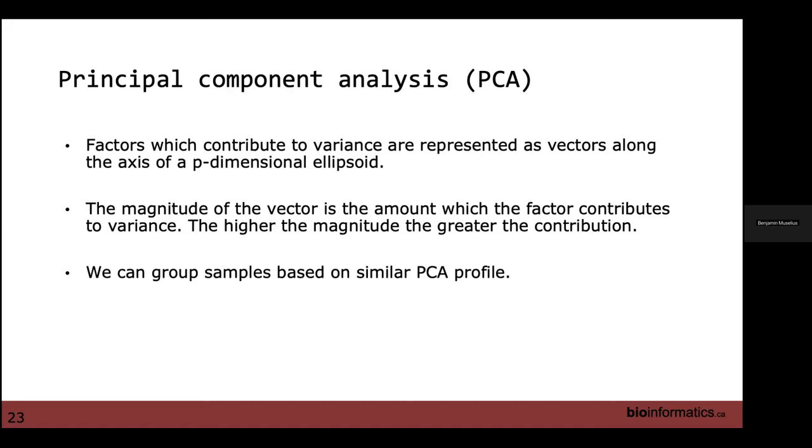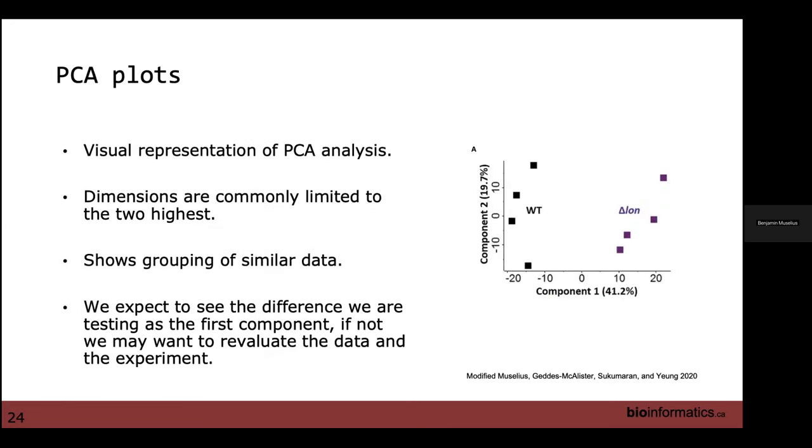It turns out a p-dimensional space is very, very hard to visualize and very, very hard to plot. So what we end up doing is we take the largest of these vectors and plot those vectors. That's how we get the PCA plot. The magnitude of these vectors is basically the amount by which their corresponding factor impacts the variance. What that looks like is that guy over there.